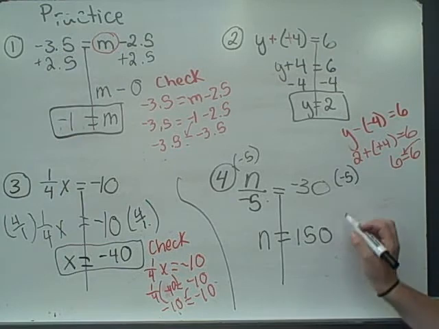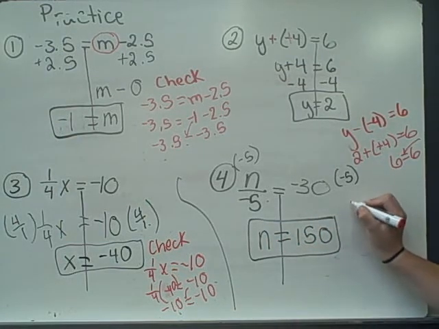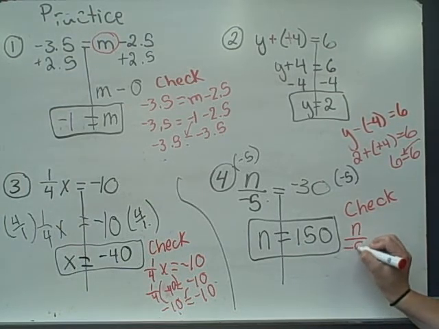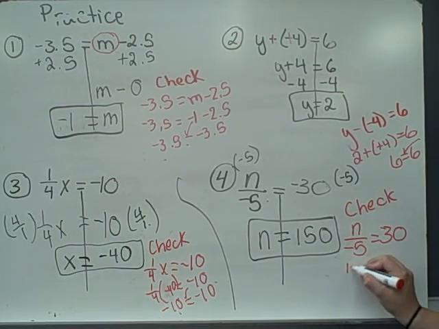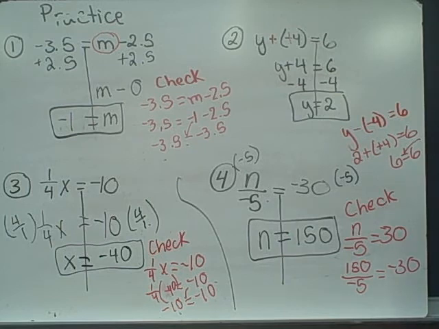Okay. So let's make sure that this works. Let's check. If I have n divided by a -5 equaling -30, and I say 150 divided by a -5 equals a -30, is that a true statement? Yes, it is, because 5 fits into 15 3 times. So -30 would equal -30. So therefore, your solution of n equals 150 is correct.